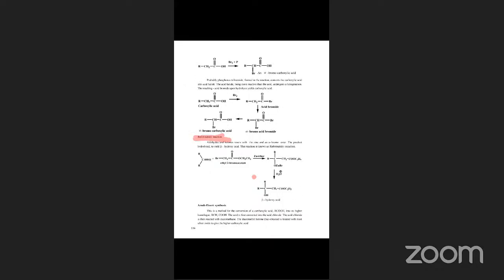Reformatsky reaction. This is also important. Aldehydes and ketones react with zinc and alpha bromo ester, and the product is hydrolyzed to yield beta hydroxy acid. This reaction is known as the Reformatsky reaction.